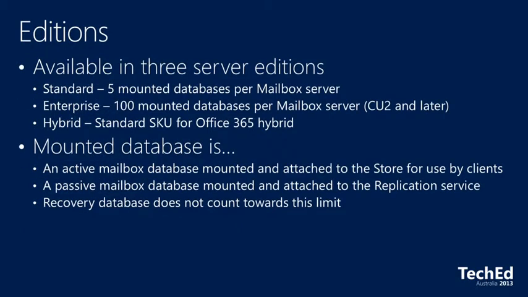Now, Exchange 2013, like Exchange 2010, is available in 3 editions. There are 2 editions that you'll use for production user use: the Standard and Enterprise editions. There is only one difference between those 2 editions, and that is the number of databases they can have. Standard is limited to 5 mounted databases, which can be active or passive. Enterprise, starting with CU2, is limited to 100 databases per server. In RTM and CU1, we only had 50 databases per server, and we did some work and extra validation to introduce support for 100 databases in CU2.